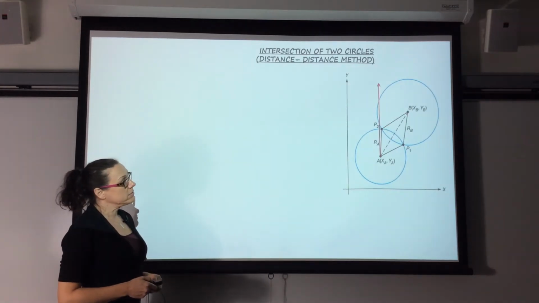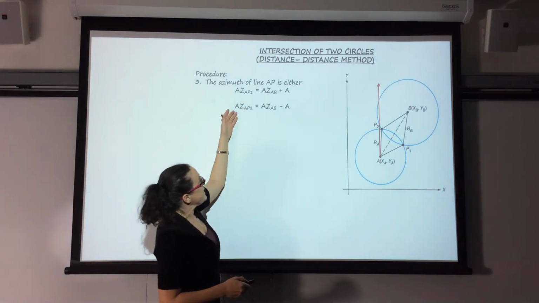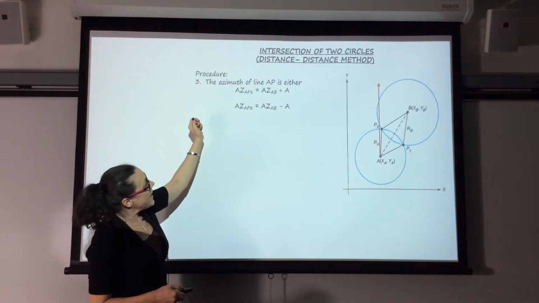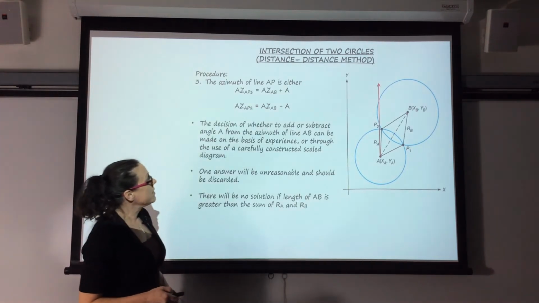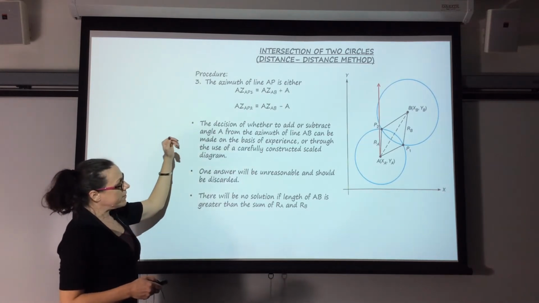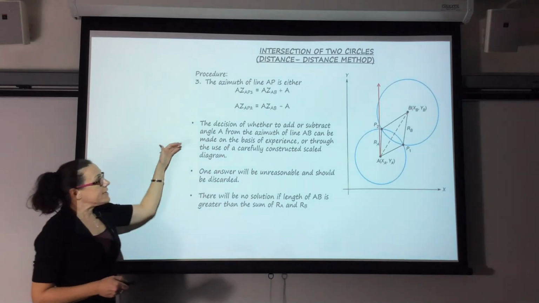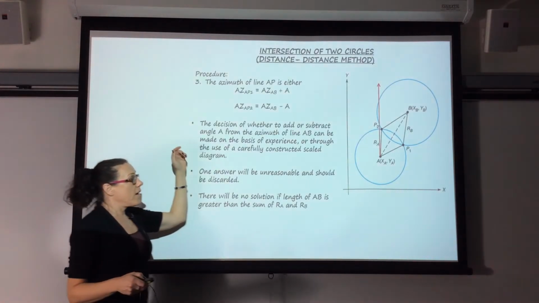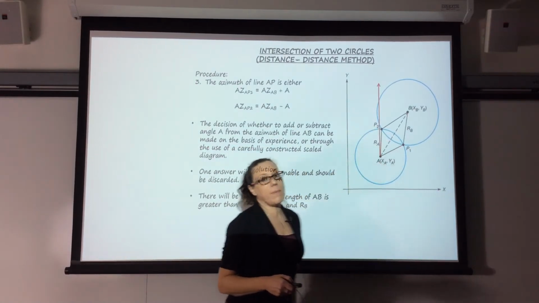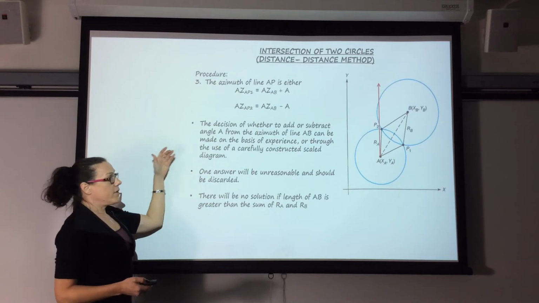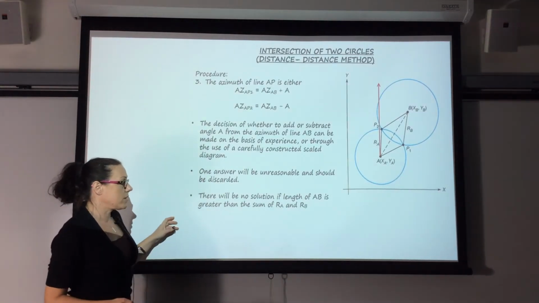There's our triangle. So the first thing we can do is solve for the azimuth of line A to P for either point 1 or point 2, okay? The last thing that we'll do is solve for the azimuth of point 1 or point 2. Now, the decision to add or subtract the angles depends on if you want to do the top one or the bottom one. You just have to be aware of your diagram and how it looks. One answer will make sense and one answer will be discarded, okay?